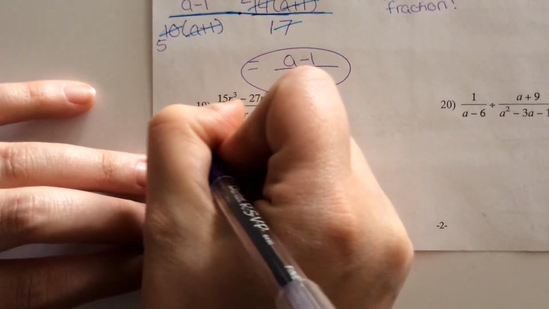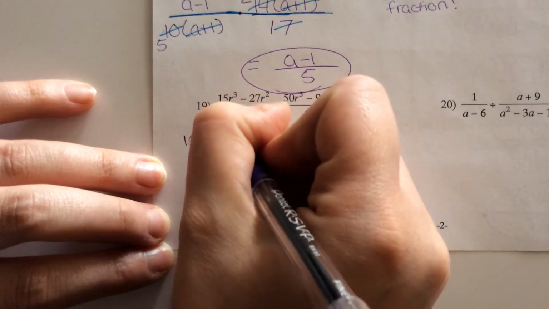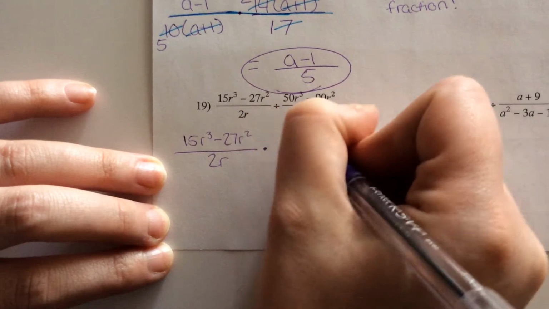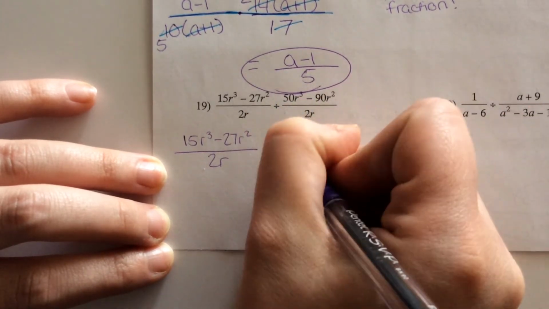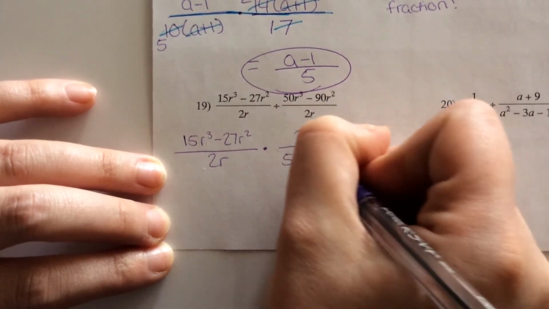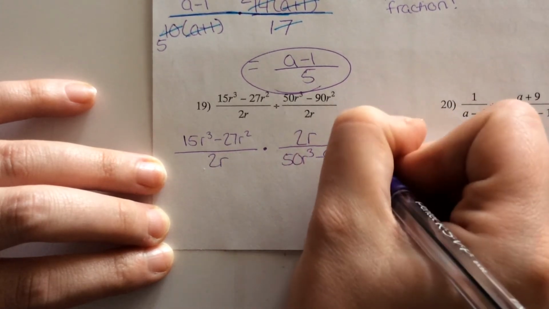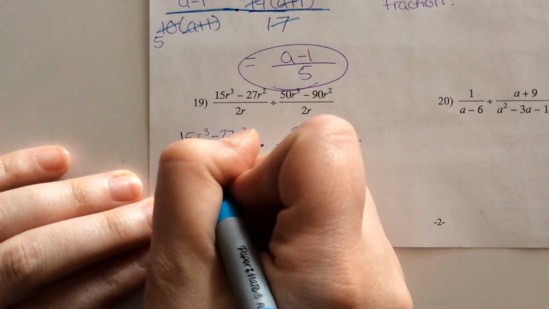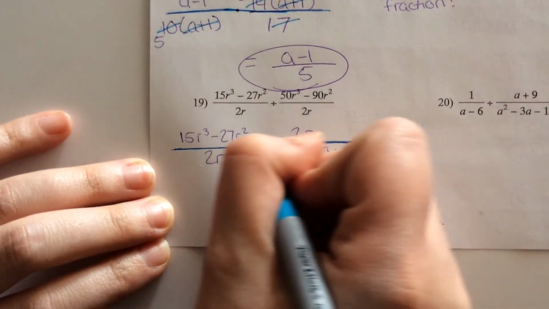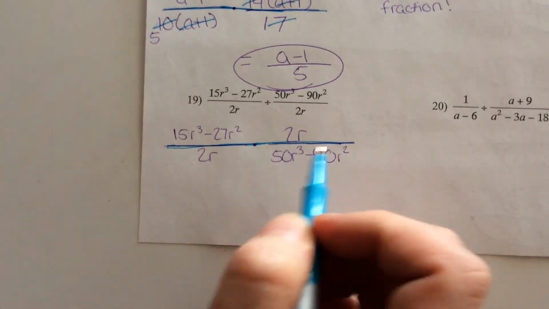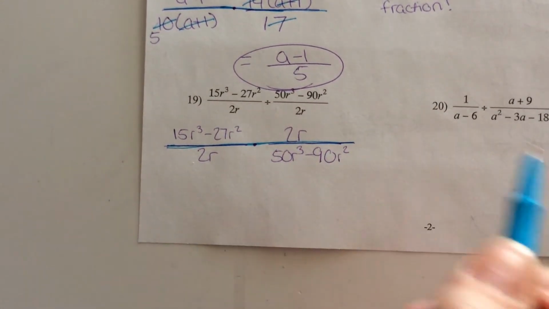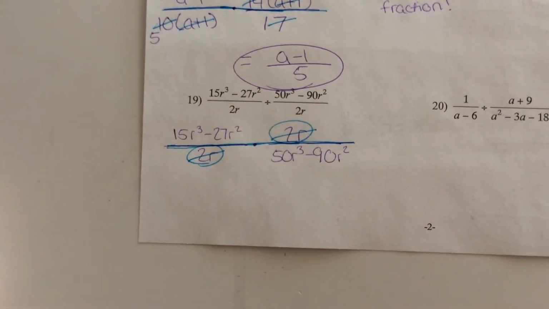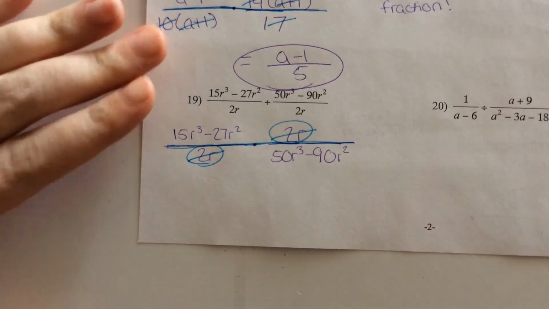We have 15r cubed minus 27r squared over 2r. Change it to multiplication and flip: 2r over 50r cubed minus 90r squared. Oh my goodness. Okay, so when we are multiplying fractions, like I said a million times, change it to one large fraction, multiply straight across the top, straight across the bottom. Now, before I even start factoring, I can see these two r's are going to cancel each other out. That makes my life a whole lot easier.